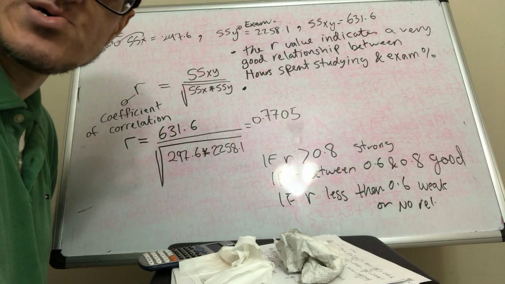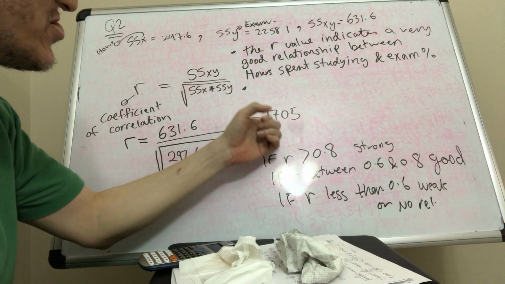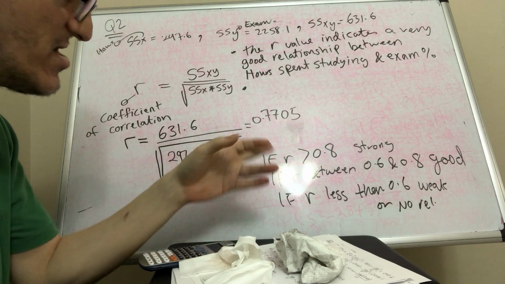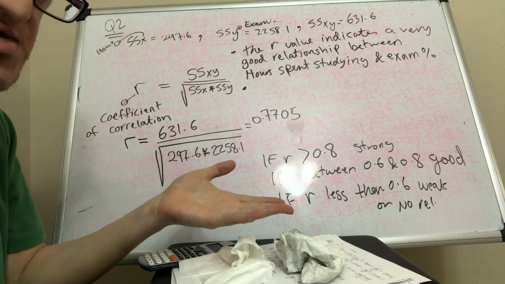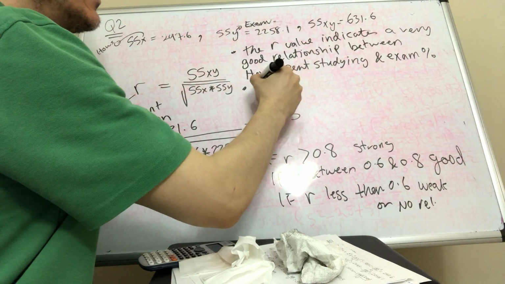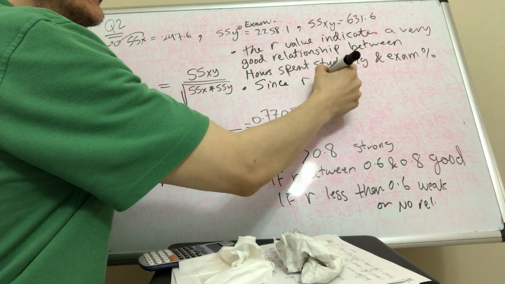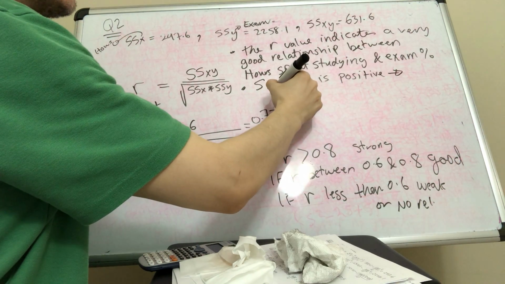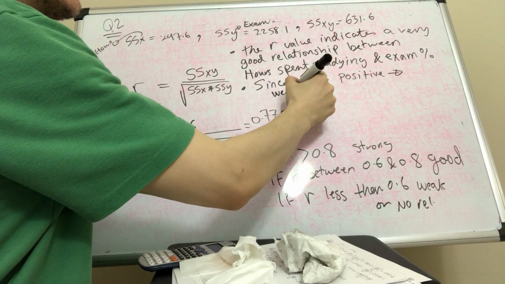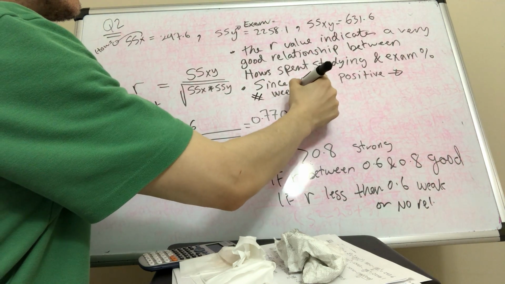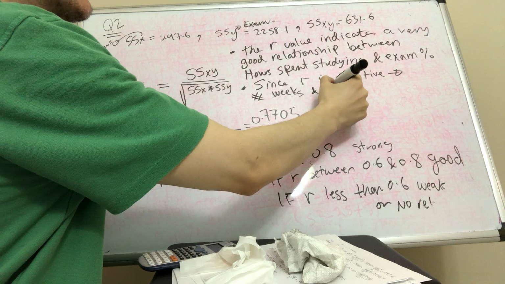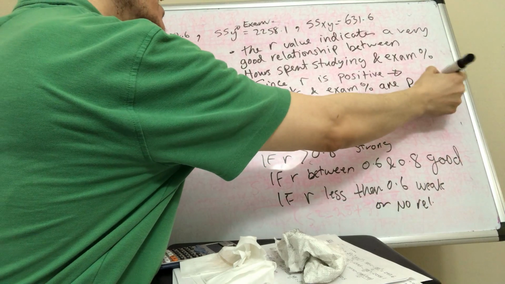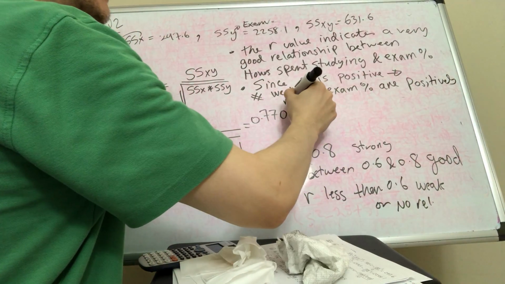The other thing that you also need to talk about is when you calculated R, was R positive or negative? In this case, positive. It could have been negative, but in this case it's positive. So you say, since R is positive, that means that number of weeks and exam percentage are positively related.